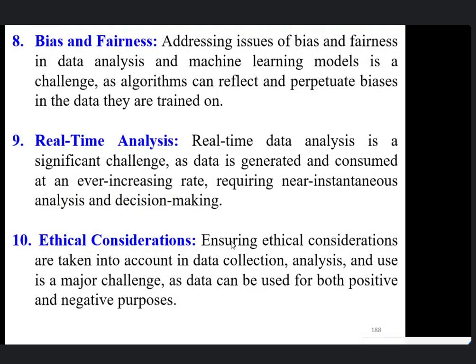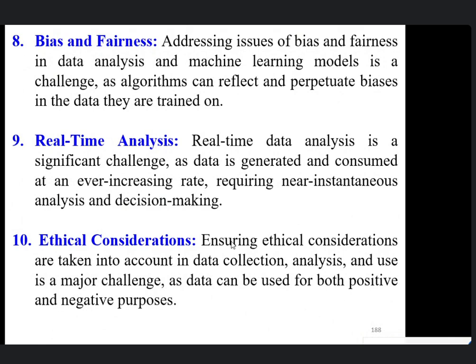Bias and fairness is one more challenge. In data analysis and machine learning, models are a challenge, as algorithms can reflect and perpetuate biases in the data they are trained on. That's why it is one more challenge.